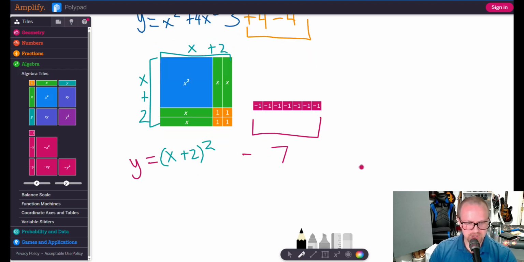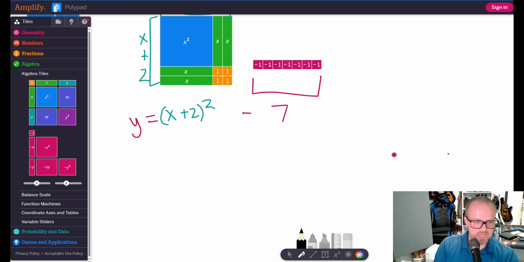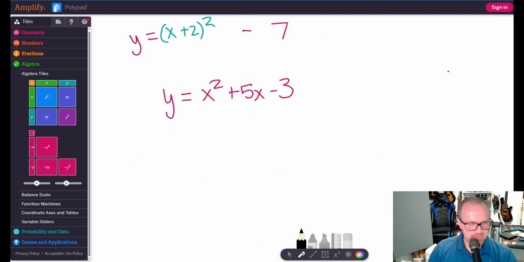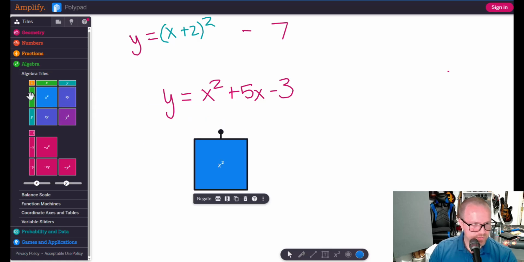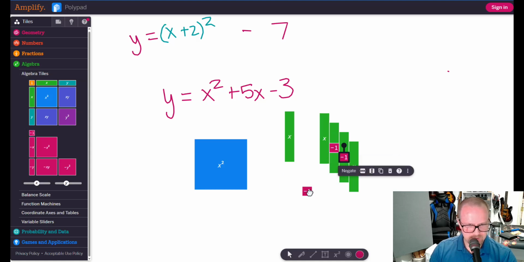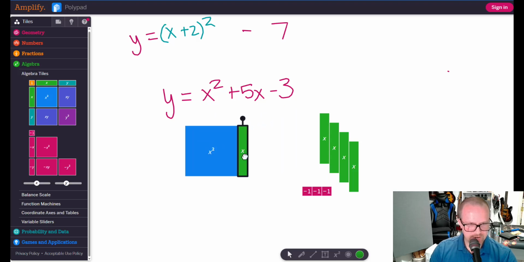So let's take a look at what that might look like as an example. Just real quick, we'll do exactly the same thing. x squared plus 5x minus 2. What did I say? Minus 3 above. Doesn't matter really. And we'll start modeling this. So here's our x squared, here's our 5x's, and here is our minus 3.